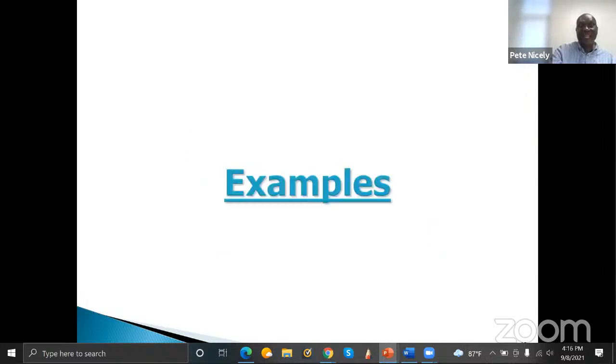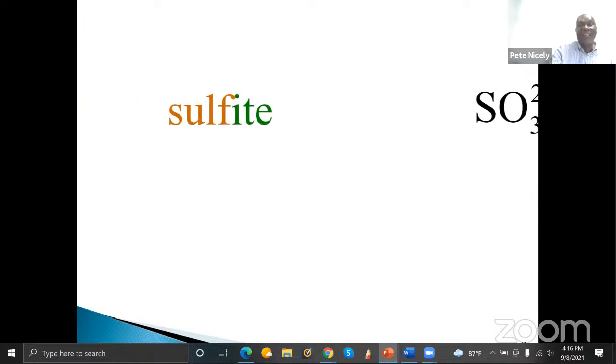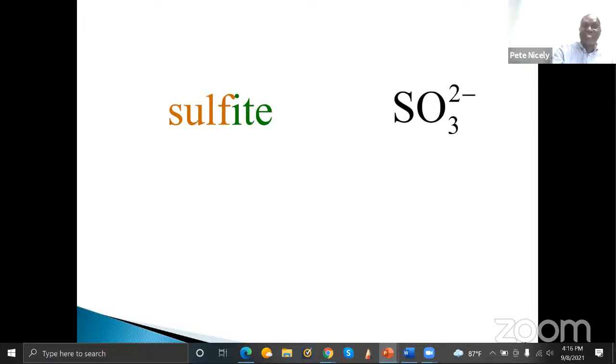So let's see some examples of this. The first example here is the sulfide ion, right? That's the formula for the sulfide ion. You can look that up in the tables that I've posted in Canvas, right?